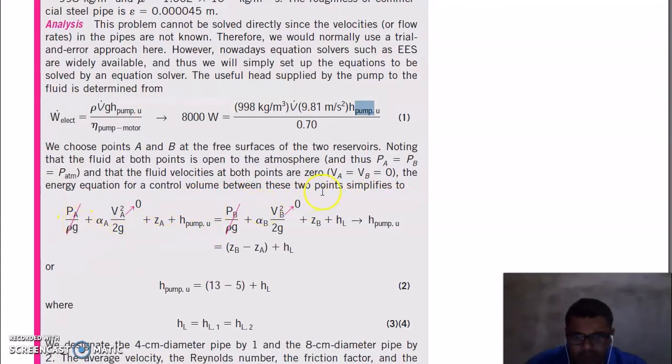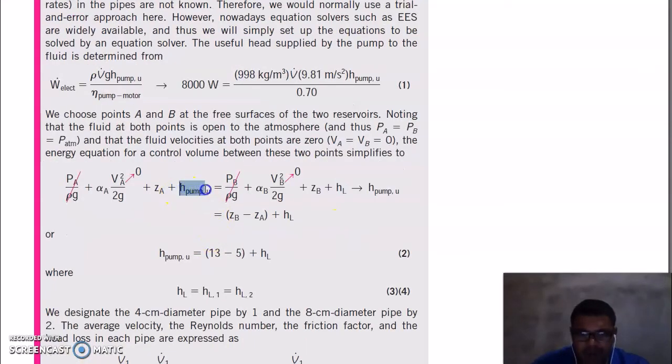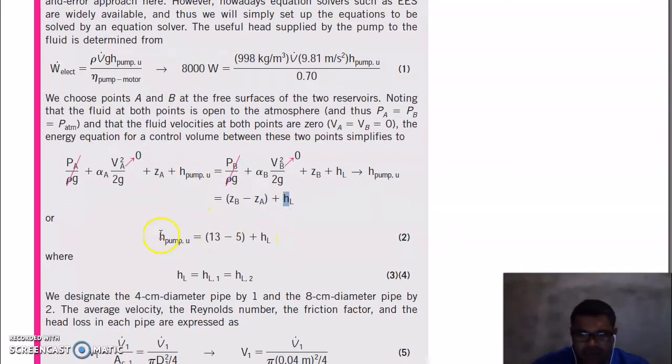Now you know pressure A equals pressure B equals atmospheric pressure, so these pressure terms will cancel out. Velocity at the surface of the reservoir is 0, so VA is 0, VB is 0. We are left with ZA plus H pump equals ZB plus head loss. So from here you can find the pump head, which is equal to ZB minus ZA plus head loss, which is this.